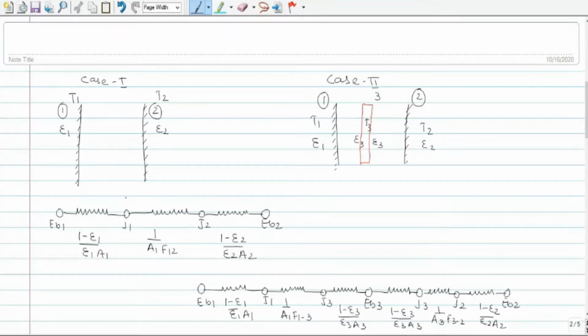Now, as we know the rate of heat transfer in case 1 and 2, I'm just going to write the rate of heat transfer, that is Q12 in case number 1. It becomes sigma into A into (T1 to the power 4 minus T2 to the power 4), and we know that F12 is 1, so our final expression becomes divided by 1 upon emissivity 1 plus 1 upon emissivity 2 minus 1.